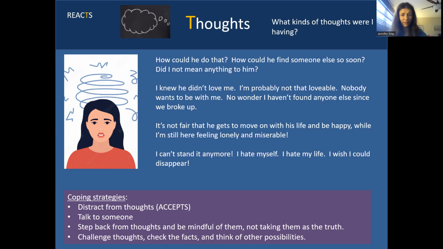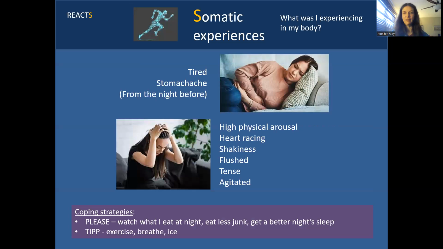So I could challenge my thinking. I could check the facts. Is it really true? Like that nobody loves me? Well, maybe that's not really true. Maybe there are friends that care about me, and I'm just not seeing that at the moment because I'm in so much pain. And think of other possibilities for what could be going on. So I knew he didn't love me. I'm probably not that lovable. Well, what's another possibility there? Maybe there's another reason why we broke up and it has nothing to do with whether or not I'm lovable. Okay, so really important stuff. But I would still say, if it's too hard to challenge your thoughts in the moment because you're too dysregulated, do something distracting.